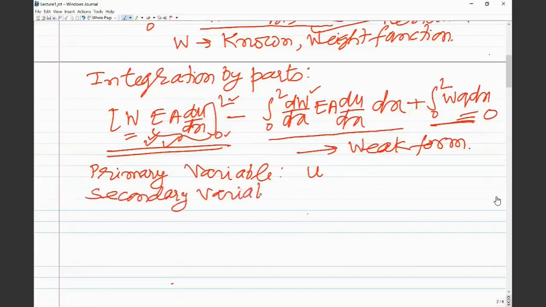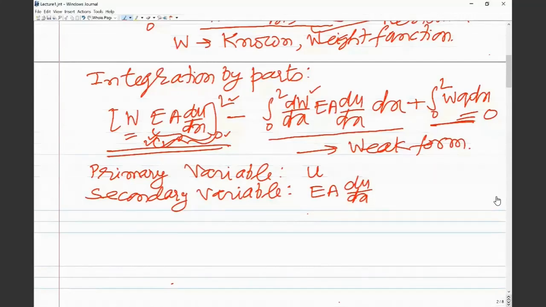In this case, there is only one secondary variable, which is EA into du by dx. Directly, whatever term we have over here becomes the secondary variable, which is a force quantity. Because du by dx is strain, multiplied by Young's modulus it is the stress sigma xx, and multiplied by the cross-sectional area it gives you the force. So it is actually axial force. The secondary variable is nothing but axial force, EA into du by dx. The primary variable is displacement, which is a geometric quantity, and the secondary variable is a force quantity.